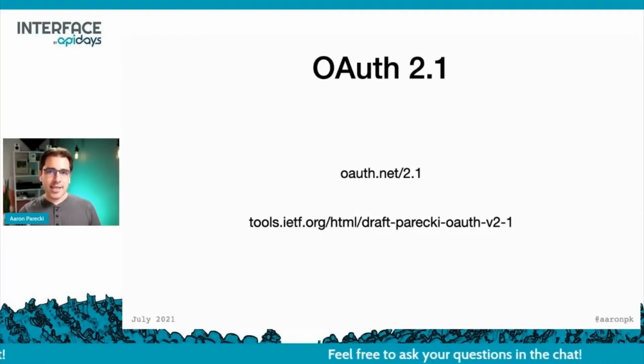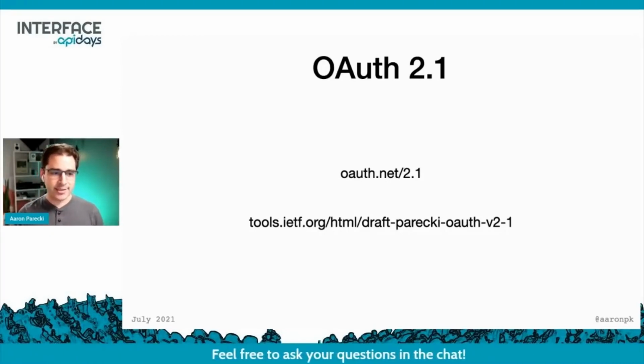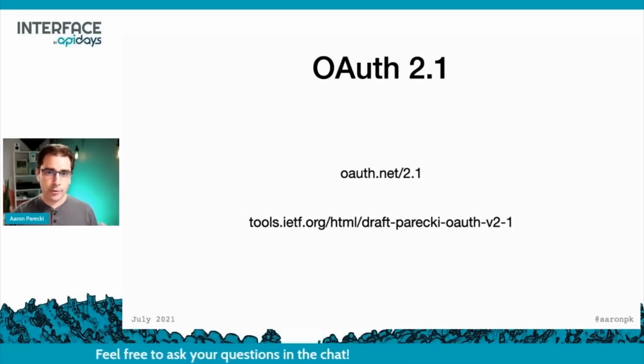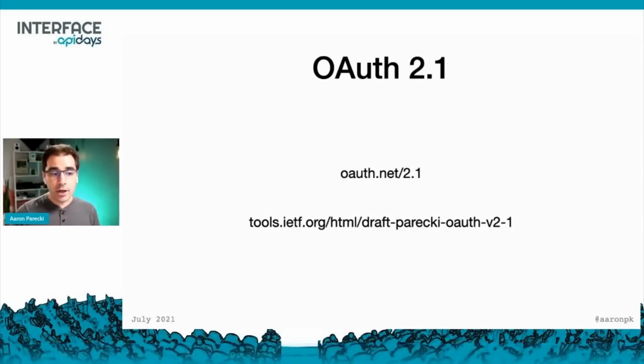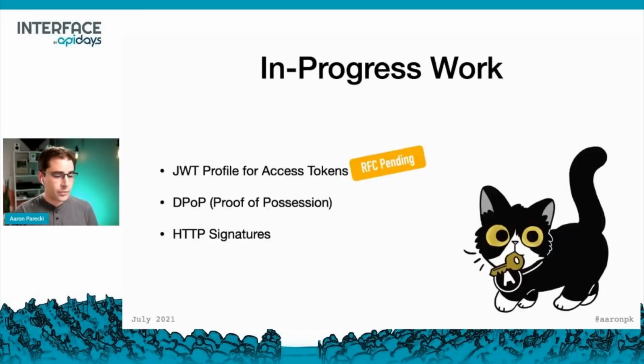So that's the current state of the core, sort of what we call the core of OAuth. I also want to talk about some of the in-progress work that is nearing completion or was recently completed, to talk about some of the different ways that work is evolving as well. So there's three I want to call out specifically, three drafts.